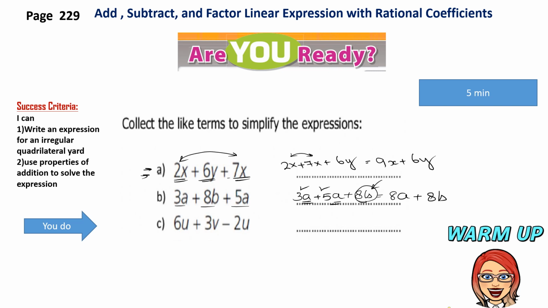Now let's see here. 6u plus 3v minus 2u. Now u and u can be added or subtracted. So let's write together 6u minus 2u. We write the sign which is before the coefficient. And in the end plus 3v. From where did I get this plus 3v? From here, because before this coefficient I have the plus, so I wrote plus here. Now 6 minus 2, 4u, and write this plus 3v as it is.